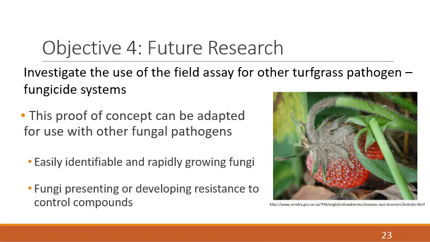Once suitable performance of the field kit is achieved, the proof of concept can be used to develop similar kits for other pathogen fungicide systems. Other pathogenic fungi that display rapid growth on standard growth media and have easily identifiable characteristics, such as the fungus responsible for gray mold of strawberries, would make excellent candidates for similar field kits.